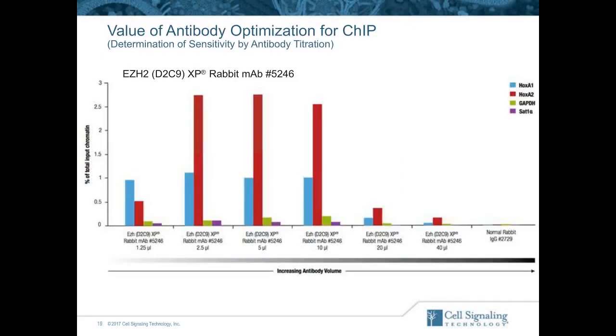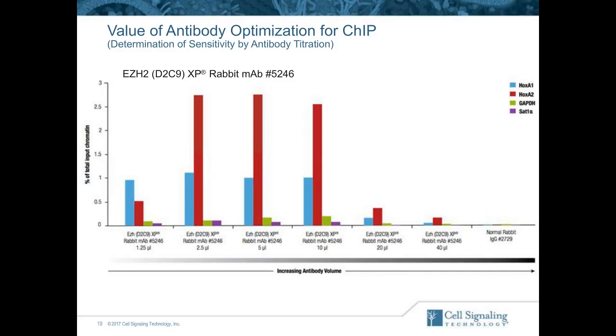Now when testing an antibody in your ChIP assay, I always advise to titrate the antibody. This is something we do for every antibody that we test. Shown here is a titration for our EZH2 rabbit monoclonal antibody. And here, what you're looking at is enrichment of the HOXA1 and HOXA2 loci as we increase concentration of the antibody in the IP assay.